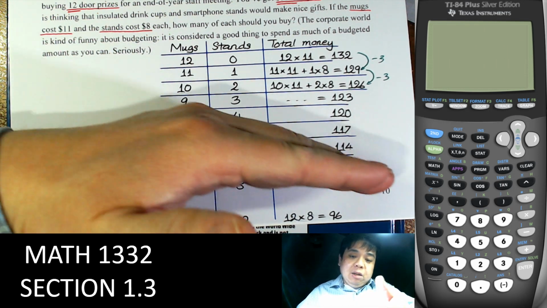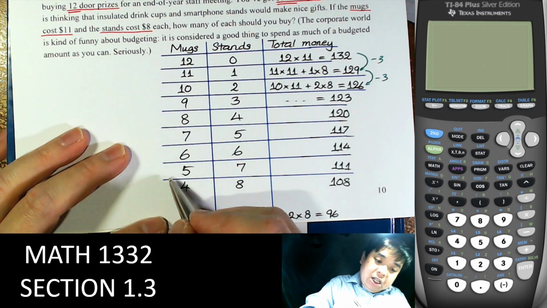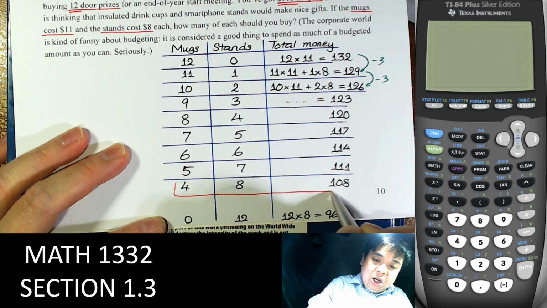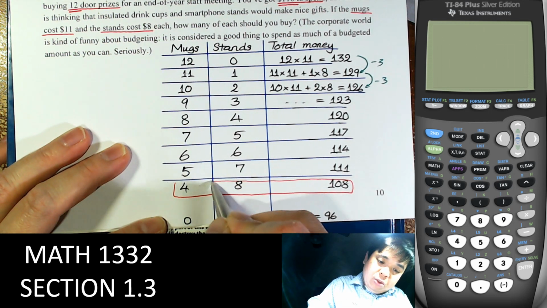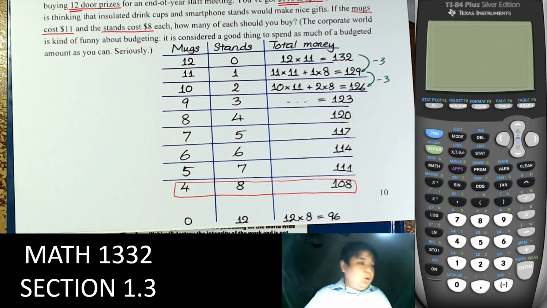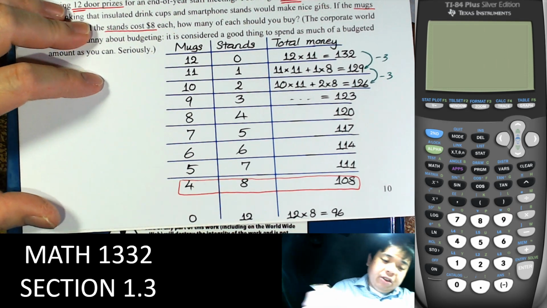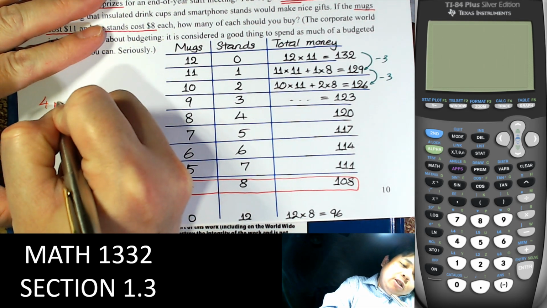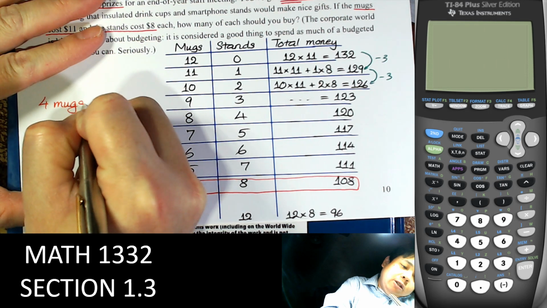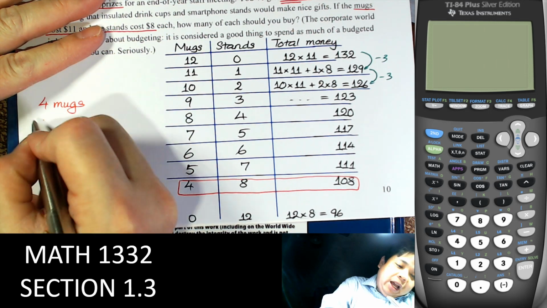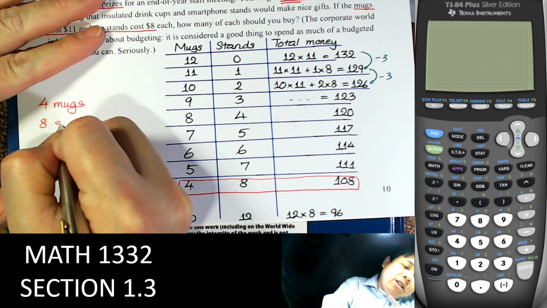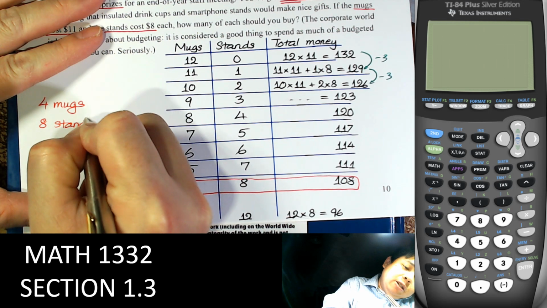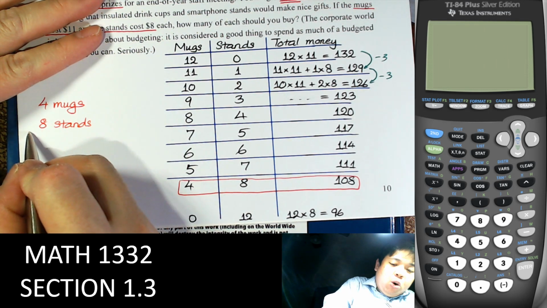Of course, anything below this would be good, but this will be best because that is the closest to 110 as possible. So the solution here we have is 4 mugs and 8 smartphone stands, and the total is 108.